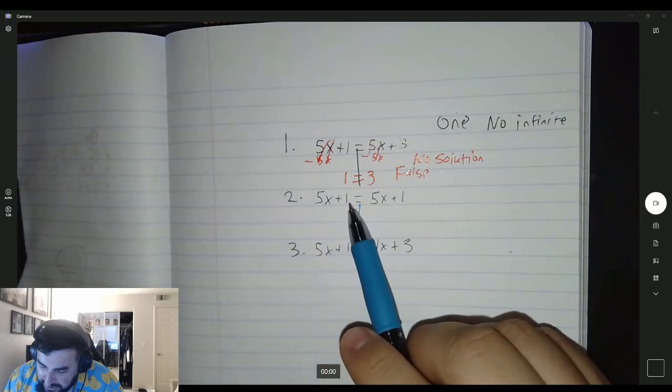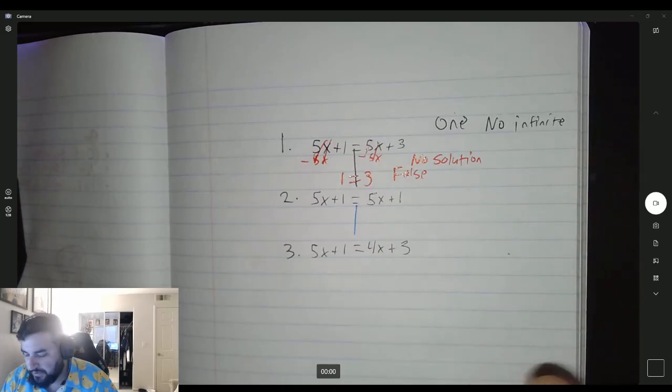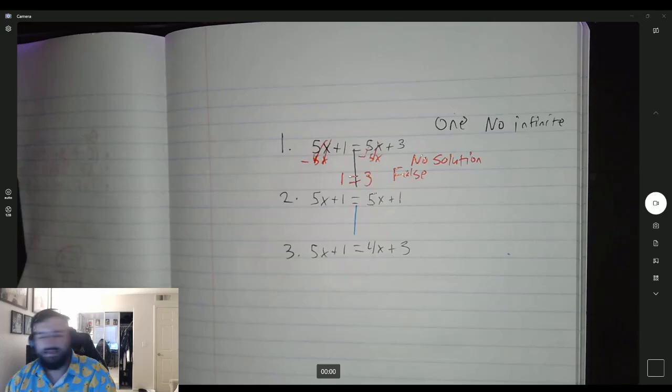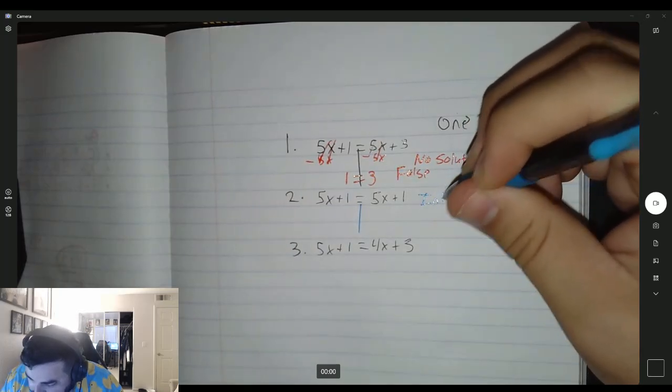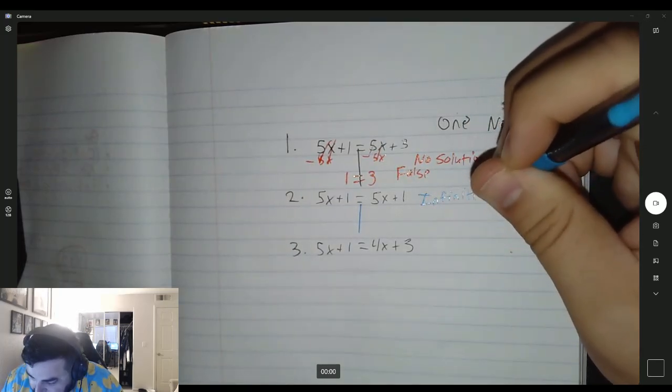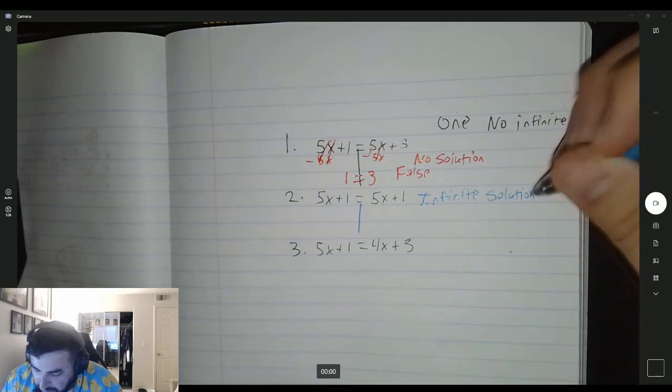5x plus 1 is equal to 5x plus 1. We'll pause. Here's a little trick with infinite solutions. If both sides are identical, exactly the same, you don't even have to do any work. You know this is an infinite solution. That is the nice thing about this, sometimes you can just tell. So this is an infinite solution. I'll still solve it and show you really fast though.